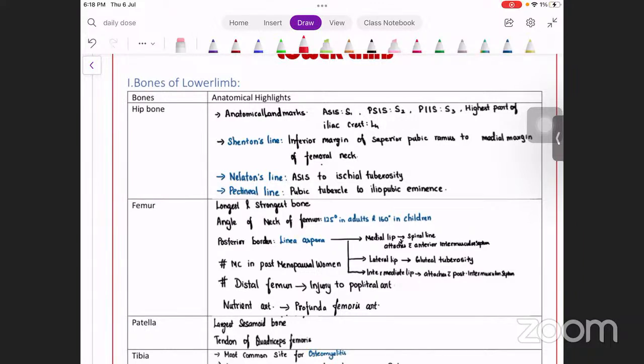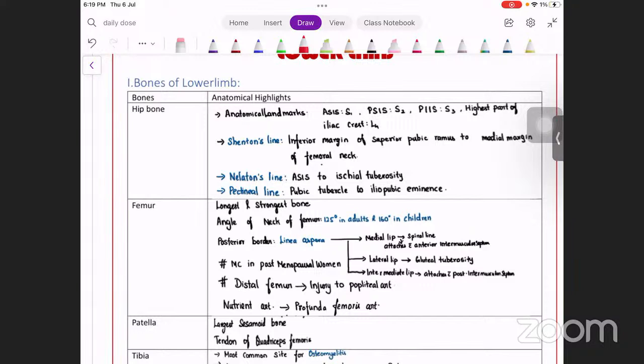Monteggia fracture is a fracture of the upper ulna. Galeazzi fracture is a fracture of your distal radius along with the distal radio-ulnar joint. Colles fracture is posterior displacement of the radius, and Smith fracture is anterior displacement of your radius. Nursemaid elbow is radial head subluxation. Fracture of the surgical neck of humerus, injury to axillary nerve. Fracture of the shaft of humerus, injury to radial nerve. Fracture of medial epicondyle, injury to ulnar nerve. Supracondylar fracture, injury to anterior interosseous nerve. And then we have the nerves and their nerve roots.